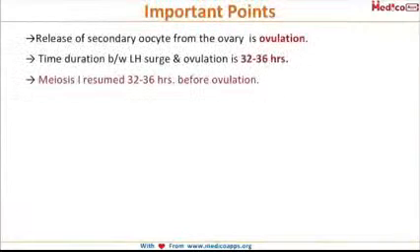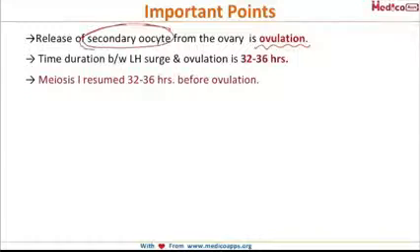And what are these? As I told you, at the time of ovulation, what is the stage of the oocyte at which it is released? It is the secondary oocyte which is released from the ovary at the time of ovulation. What is the stimulus for completion of meiosis I, or for ovulation to occur? That stimulus is the LH surge. And what is the time interval between LH surge and ovulation? It is 32 to 36 hours.